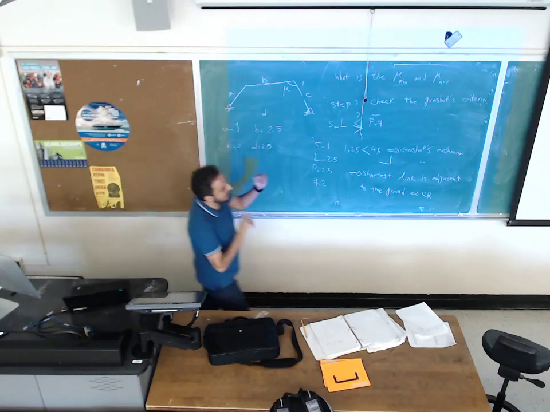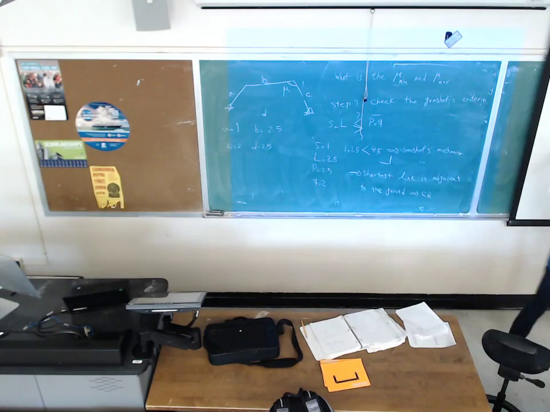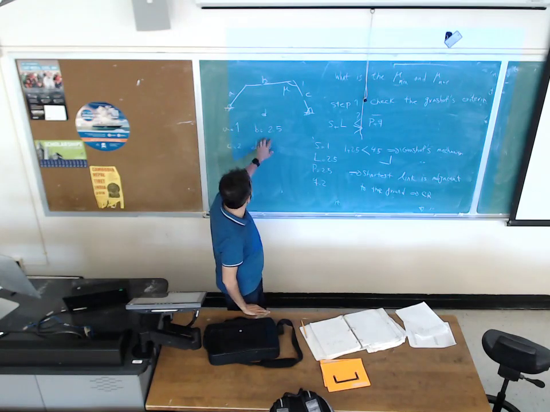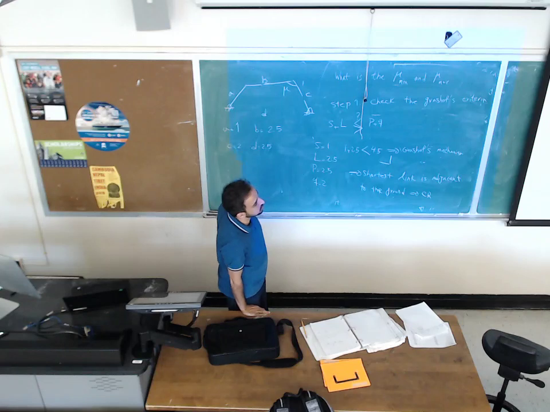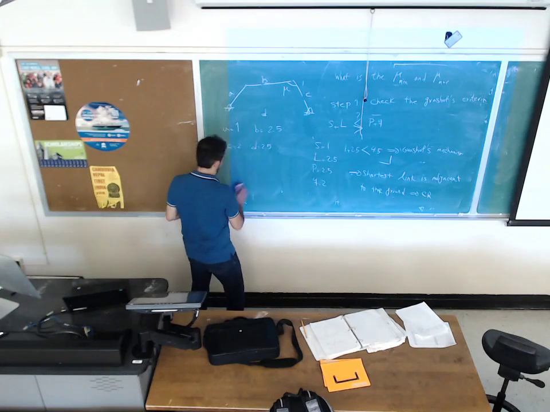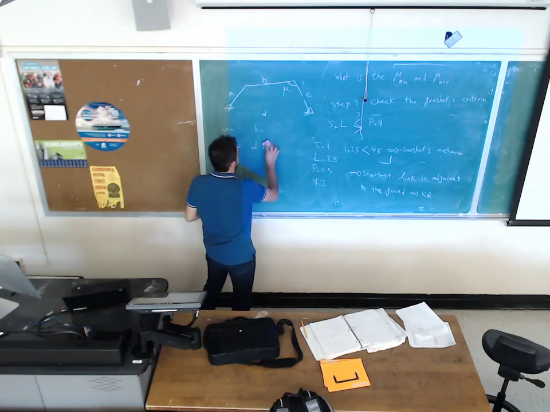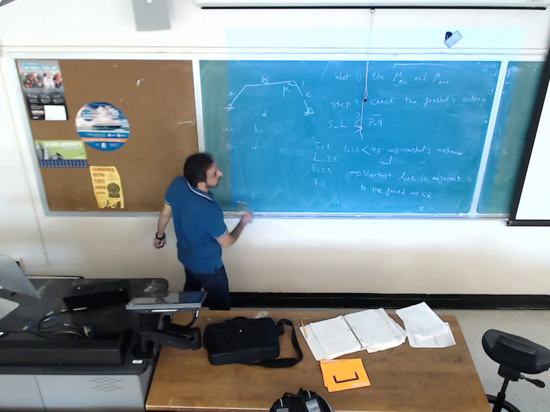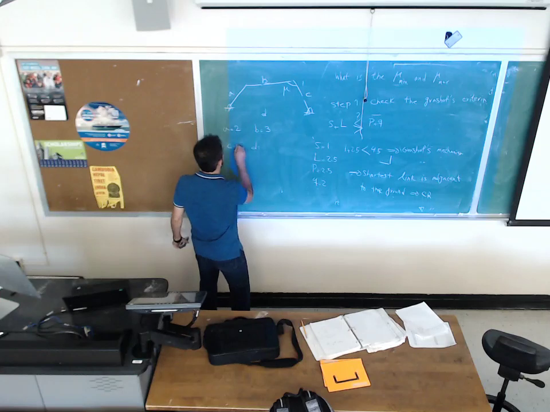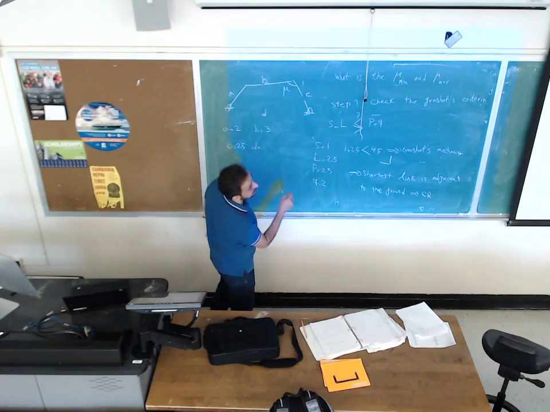Alright, for this mechanism, I'm asking the same question, except A is 2, B is 3. I just changed it a little bit to make sure that A is 2, B is 3, C is 2.5, and D equals 1.